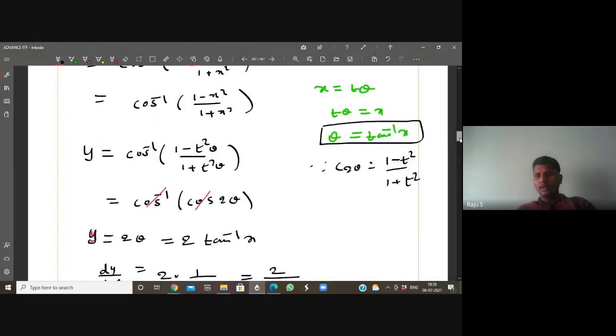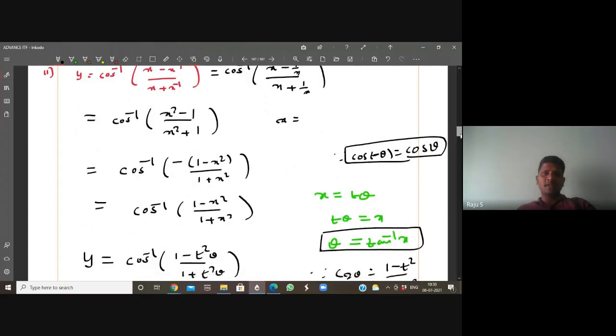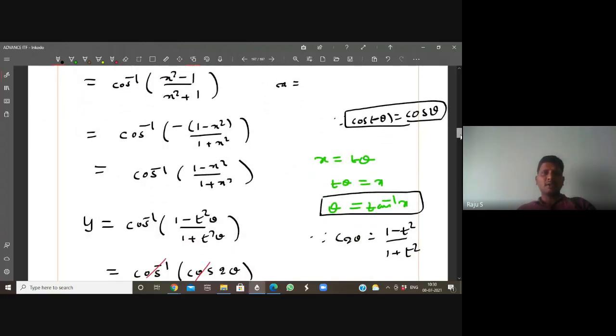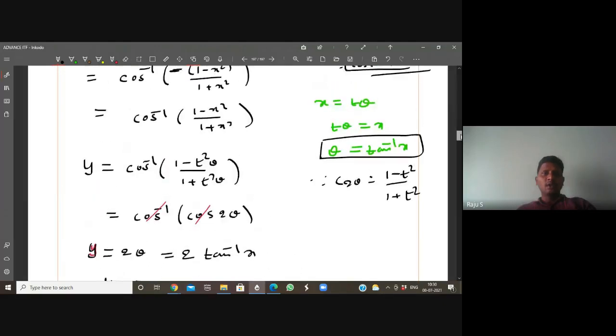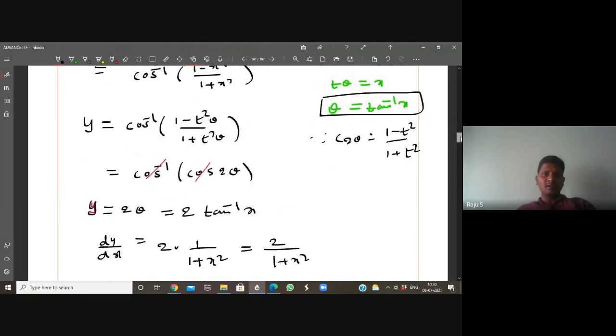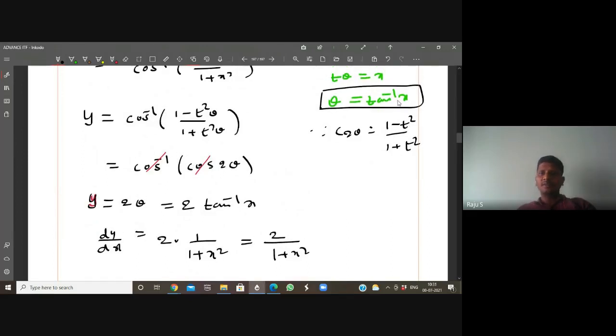So once again, what I've done here: x inverse I have written as 1 by x, and I have taken LCM. We got x square minus 1 by x square plus 1. If you substitute tan theta directly, there is no standard form, so take minus common. It is in the form of cos of minus theta, and cos of minus theta is cos theta. So finally I replaced x by tan theta. We got 1 minus tan square by 1 plus tan square, so cos inverse cos gets cancelled. Finally we got 2 theta. Theta value is tan inverse x.